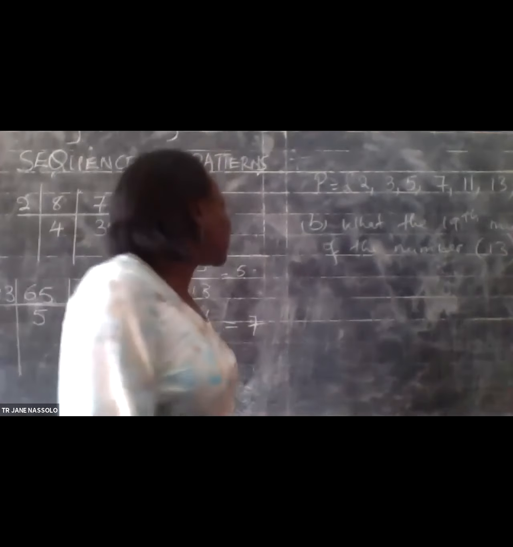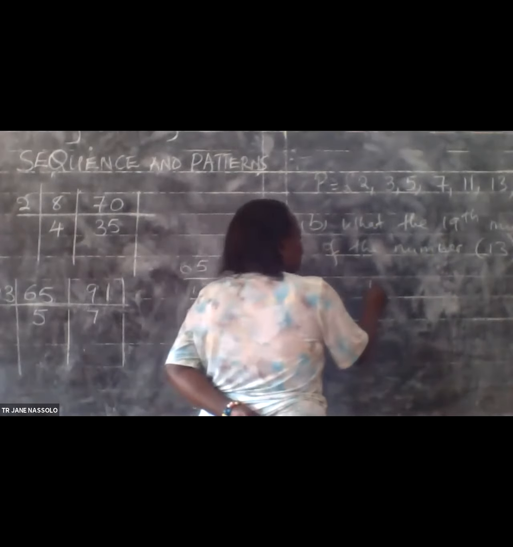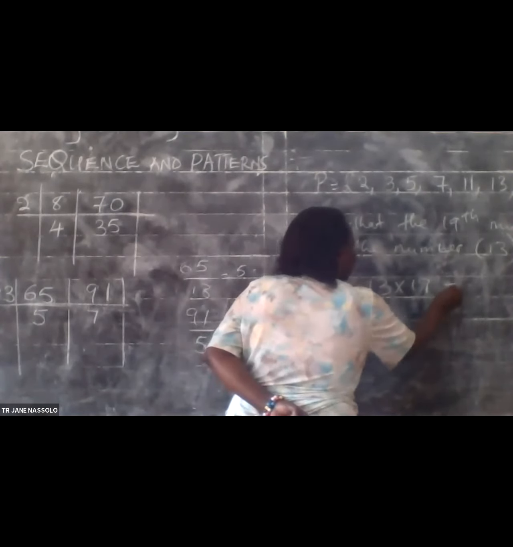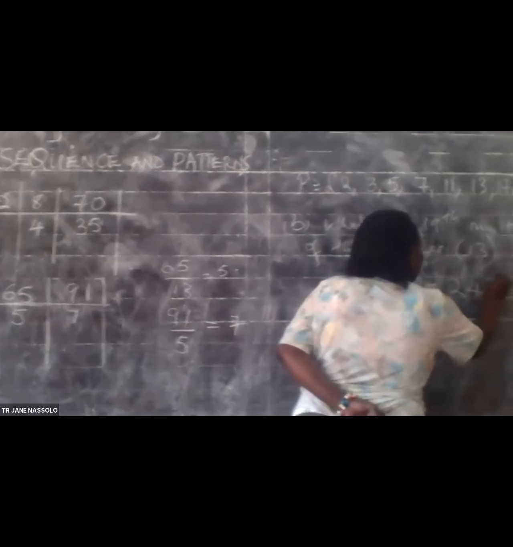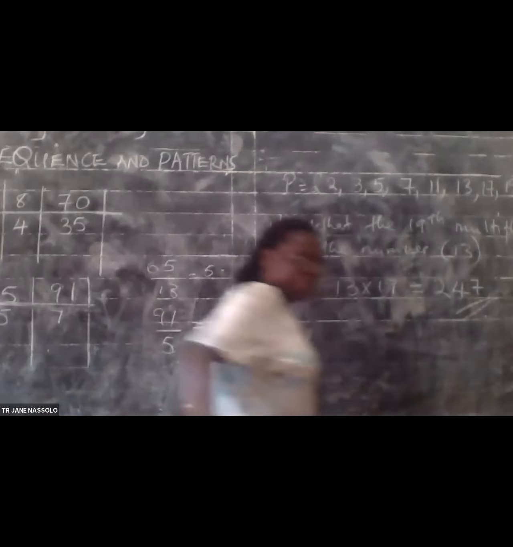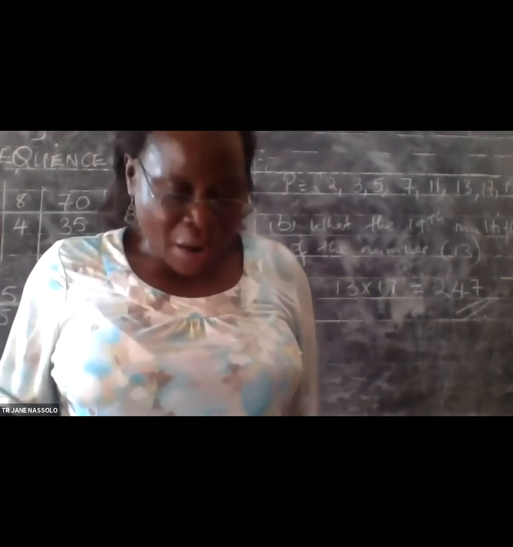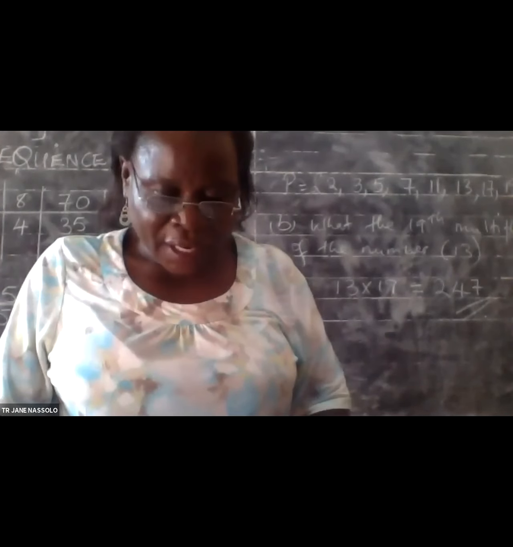How did they get it? They get 13 times 19. Fortunately, they have multiplied and they are having 247. That answers our part B. Thank you very much. Now we have number 10, number 11, number 12.